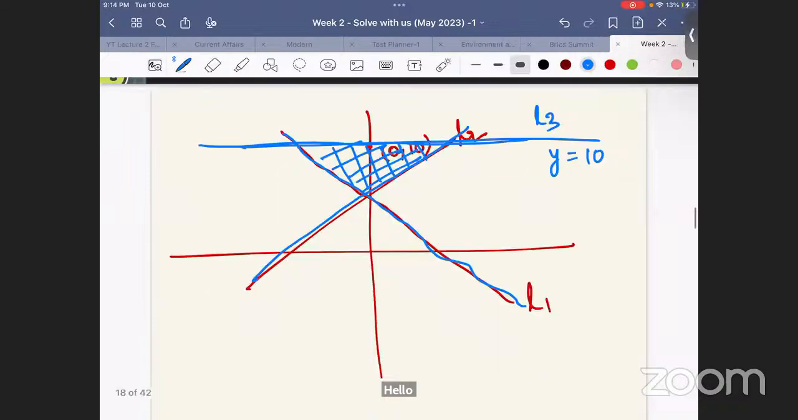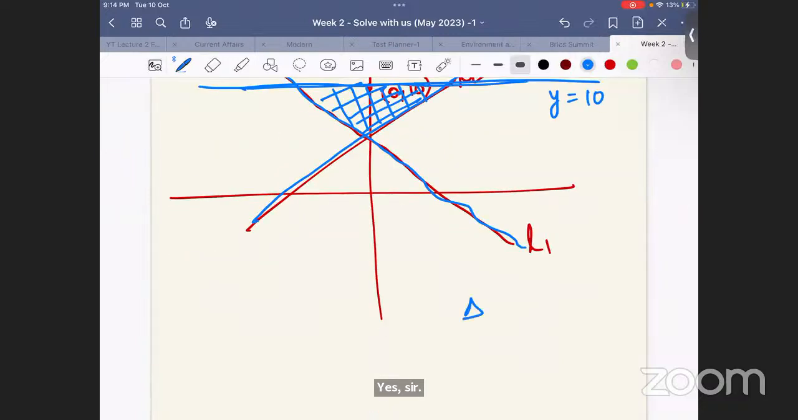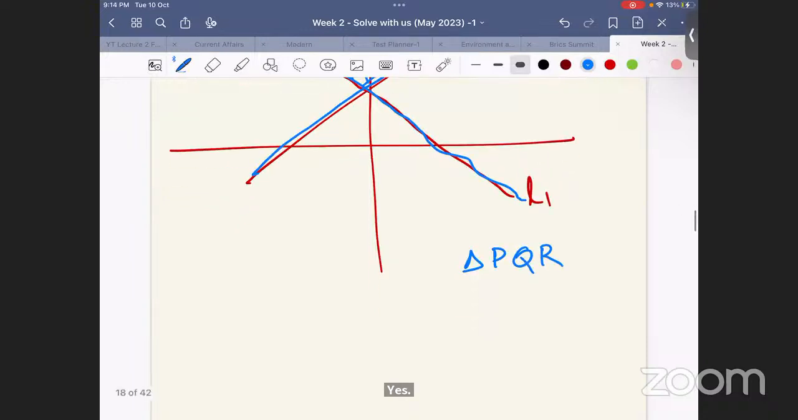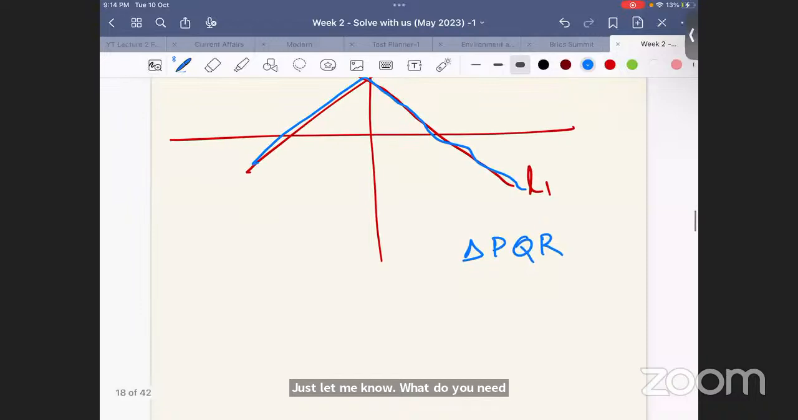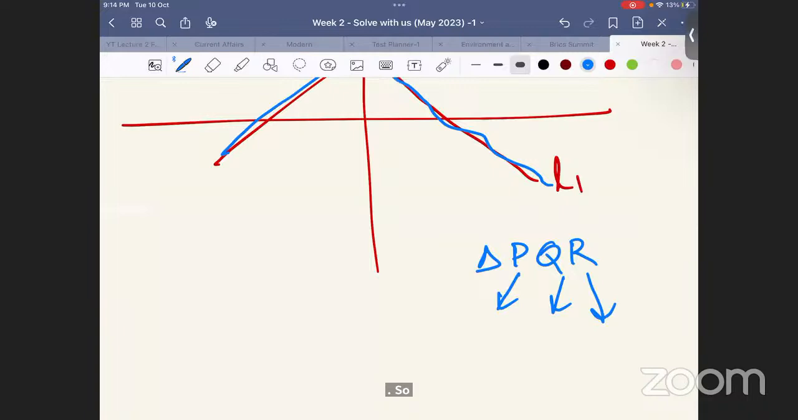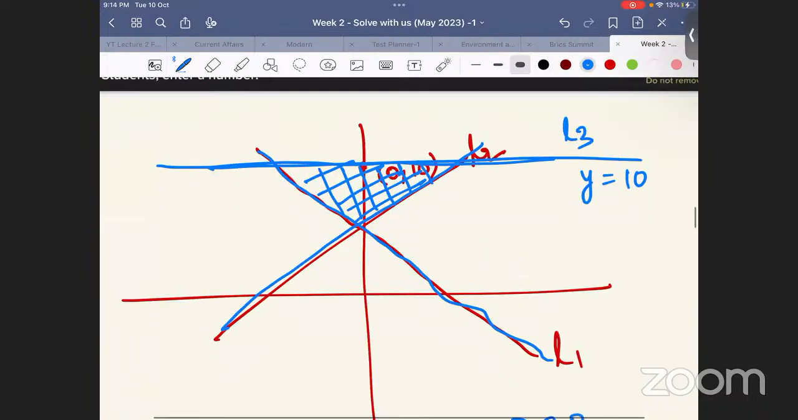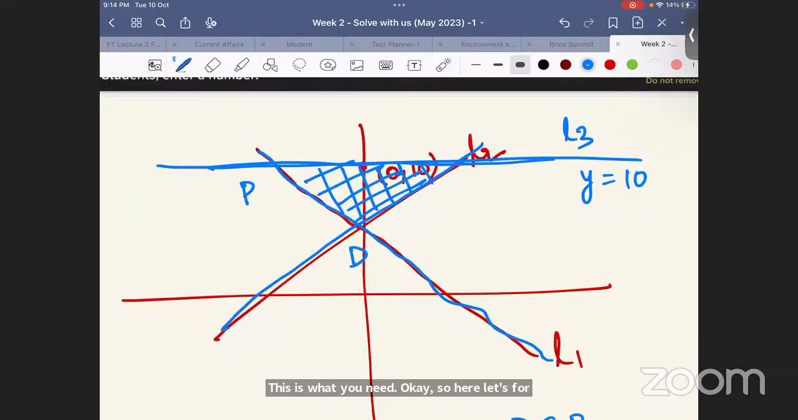To calculate the area of any triangle PQR, what do you need? Just let me know. You basically need the coordinates of all the 3 points, x1, y1, x2, y2, and x3, y3, right? You basically need the coordinates of P, Q, R. So here, for example, this was D, this is P, and this is Q. For D, we already know the coordinate 0, 6. Now basically you need Q and you need P, correct?